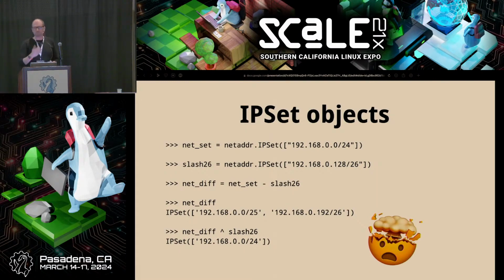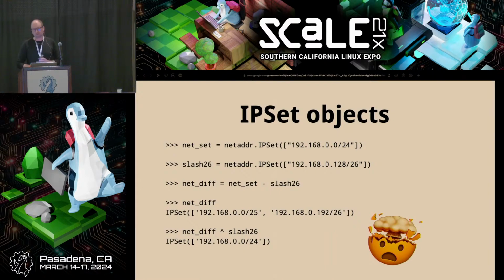And what it does is it returns to you exactly the networks that would be resultant from you carving out that /26 out of the middle of this network, right? You get the 0/25, which is the first half, and then 192/26, which is the last quarter. And then just a last example there, that caret operator is a set union operator. So I just took the diff and the /26, unioned them back together, and it gives me back the network that we started with, /24.